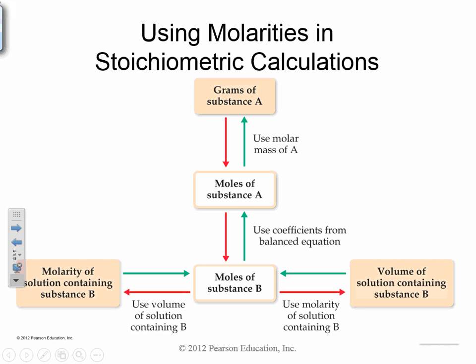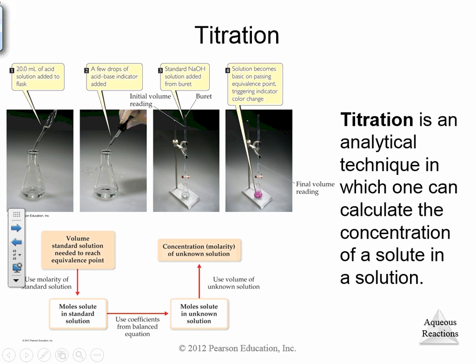You can use molarities in stoichiometric calculations. Well, how do we do that? Remember, you can go from grams of A to moles of A. Anytime you're in moles, you can figure out liters or volume, because remember, molarity is equal to moles divided by liters. So once you have moles, you're going to know how many liters of a substance you have. You can convert using your molarity. And that is what you do when we use titration. And you reviewed how to do titration yesterday in the lab.